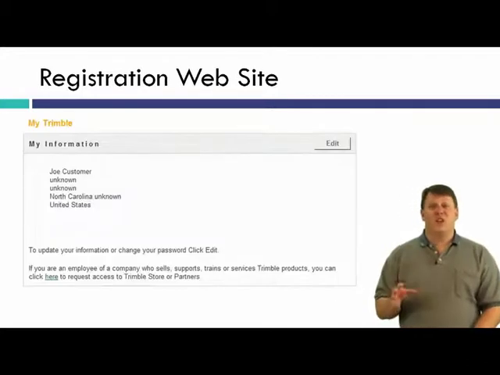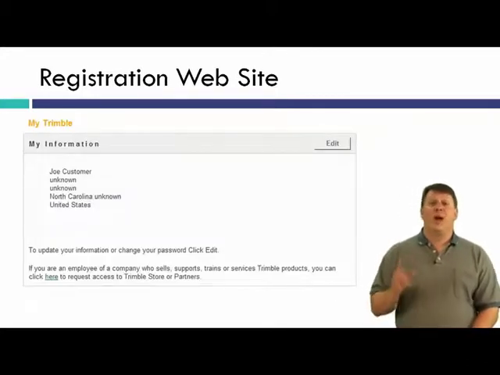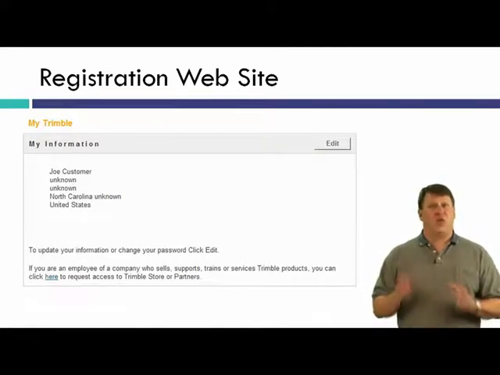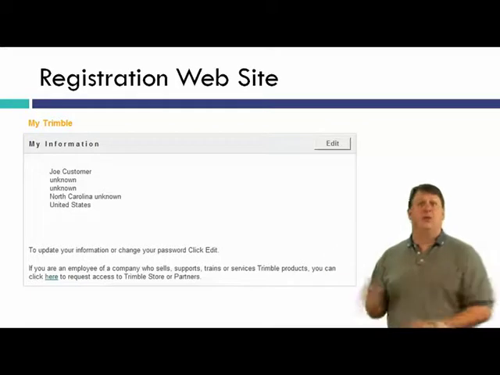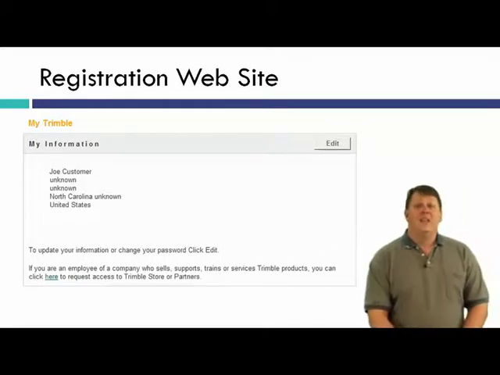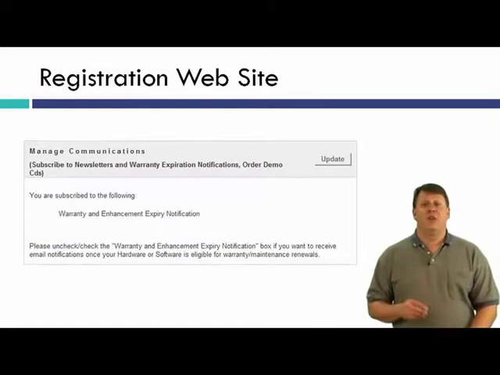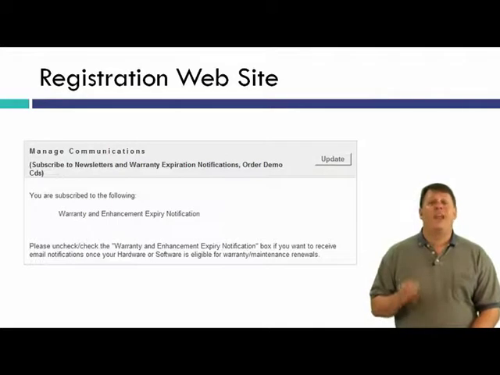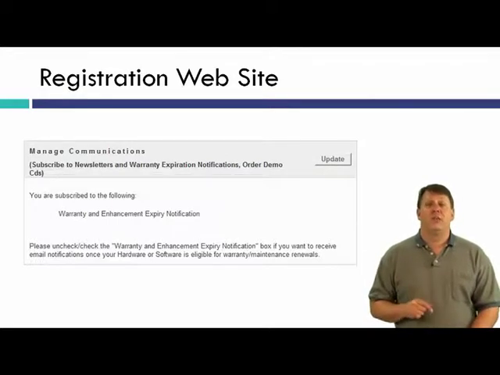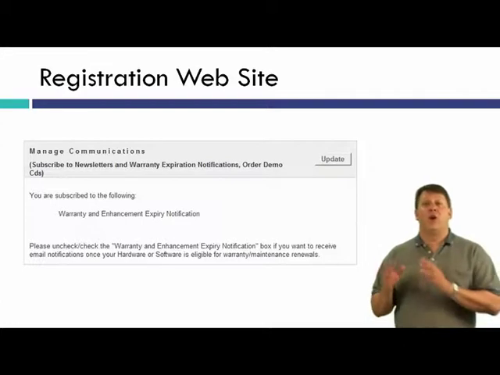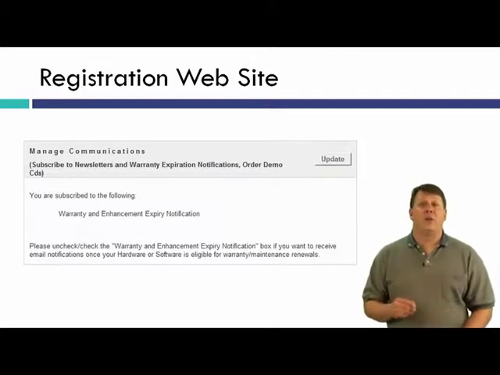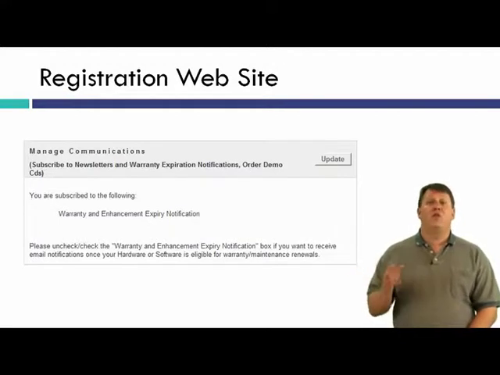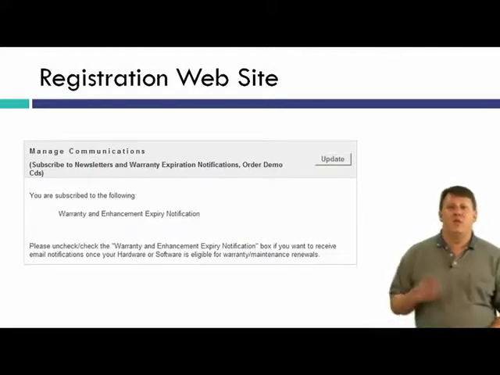In the first section under My Information, we'll probably want to go ahead and click on the Edit button. This is where we can update our information and also change that password, which we're never going to remember, to something that we can. Then in the next section under Manage Communications, it is advised that you are at least subscribing to the warranty and enhancement expiry notification. This way we can be notified when our hardware or software warranties are about to expire and decide if we want to renew them.